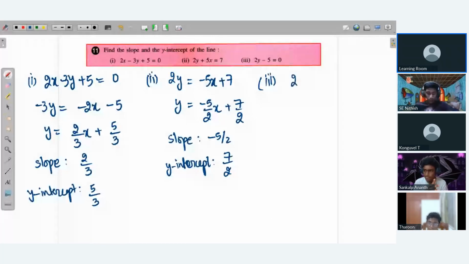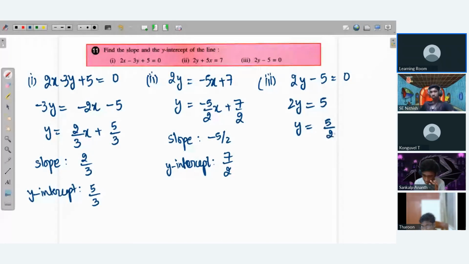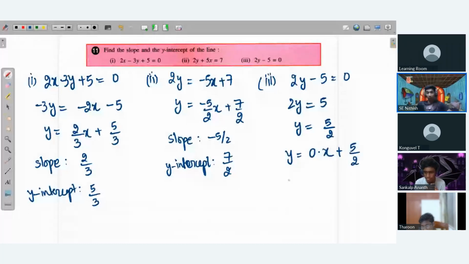2y minus 5 equal to 0. 2y is equal to 5. y is equal to 5 by 2. Again, y is equal to 0 times x plus 5 by 2. So slope is equal to 0 and y-intercept is equal to 5 by 2.